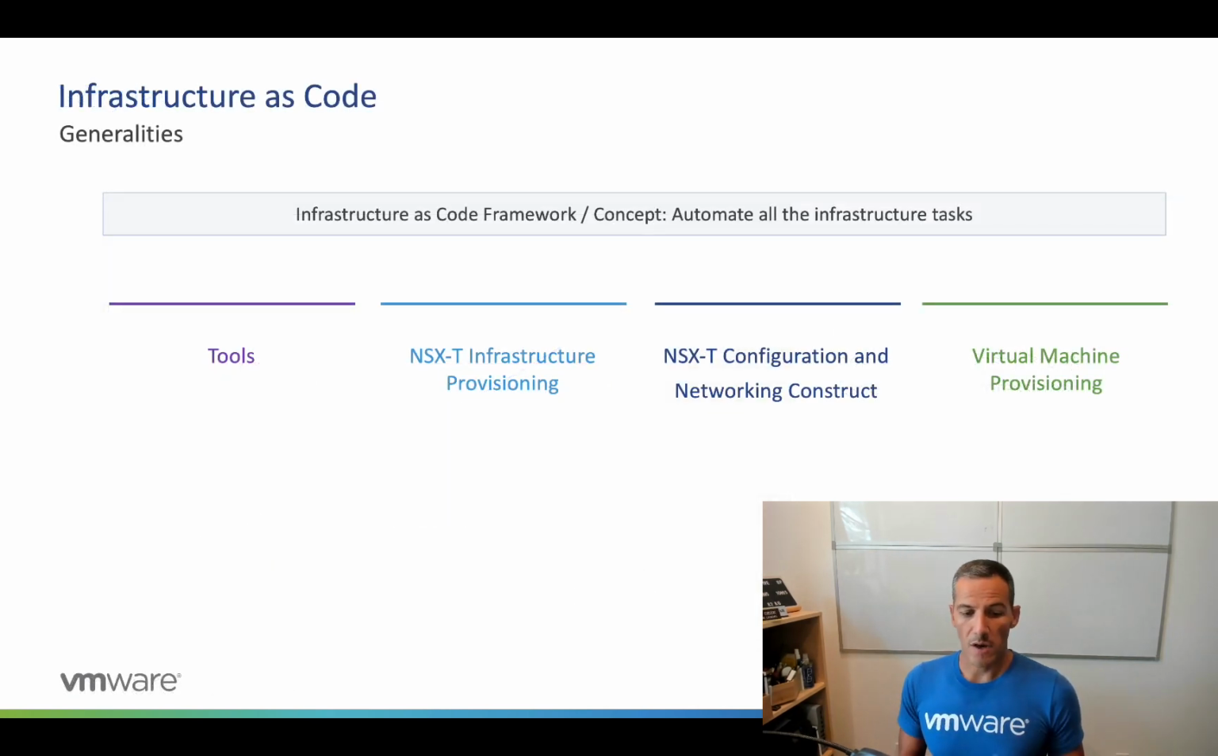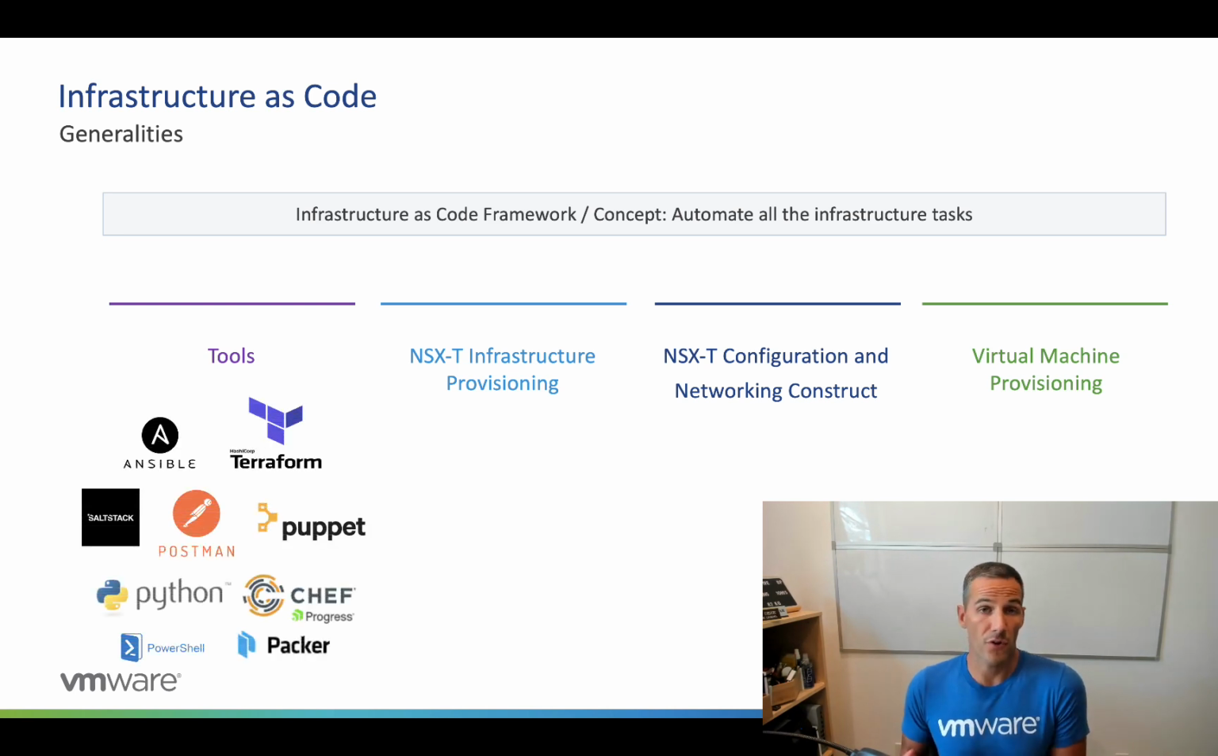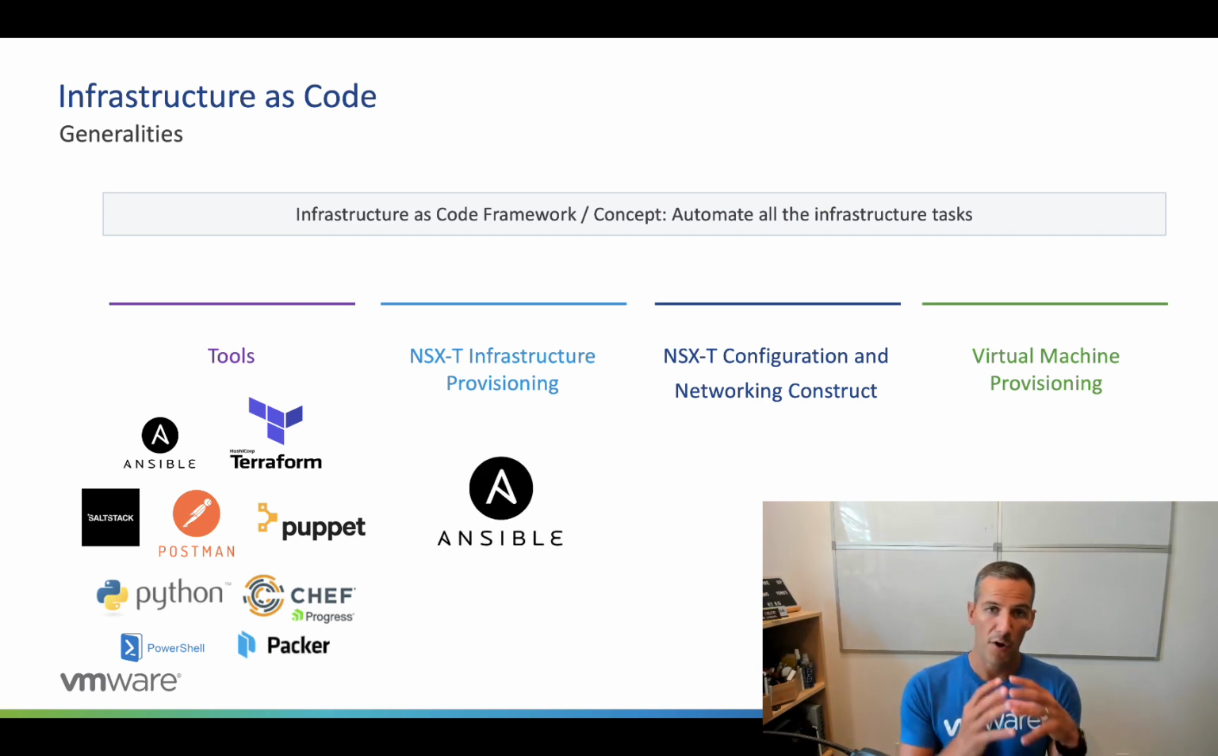So for infrastructure as code, there are many tools you can use today. You have Ansible, Terraform, SaltStack, Puppet, Chef. So why not use just one tool? Well, the rationale behind that is that there is not one single tool that can do everything perfectly, right? So in this demo, I will focus on what each tool can do well, and I'll show you how to use them. For example, Ansible is very good at provisioning my NSX-T infrastructure.